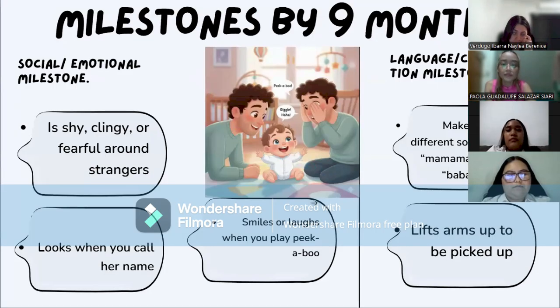Okay, milestones by 9 months. Social and emotional milestones: is shy, clingy, or fearful around strangers. Looks when you call her name. Smiles or laughs when you play peekaboo. Language and communication milestones: makes a lot of different sounds like mamama and bababa. Lifts arms up to be picked up.